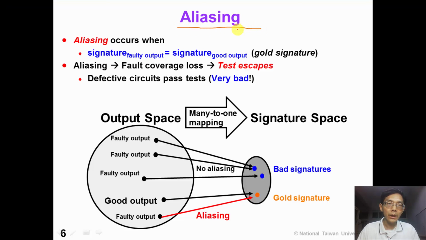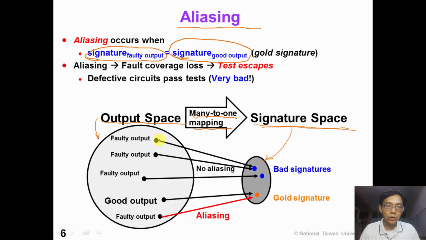So what is aliasing? Aliasing occurs when the signature of a faulty output is the same as the signature of a good output. As is shown in the following figure, on our left hand side, this circle represents the output space. On our right hand side, the smaller circle represents the signature space. Because the size of the output space is much larger than the size of the signature space, the output response analyzer performs a many-to-one mapping.